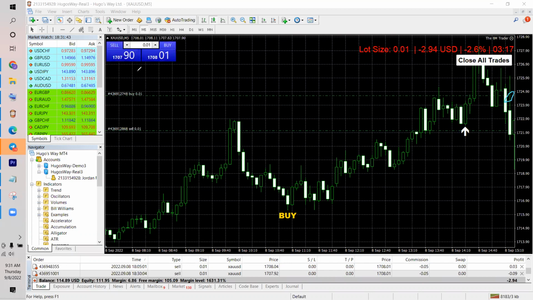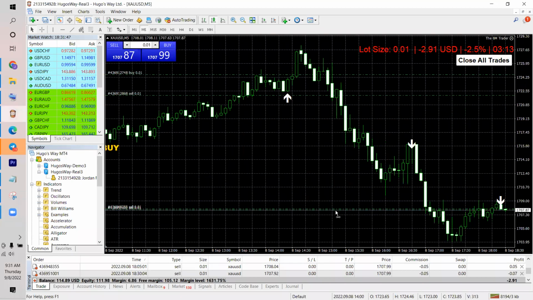Now, as we move forward, let's get rid of this drawing. The reason we took this sell trade right here was because now we had a confirmation that the buy trend was over.